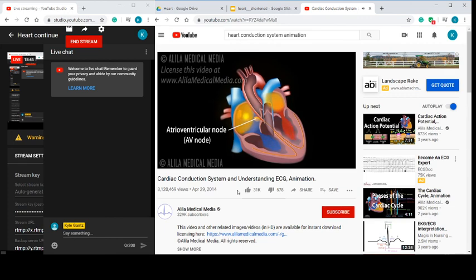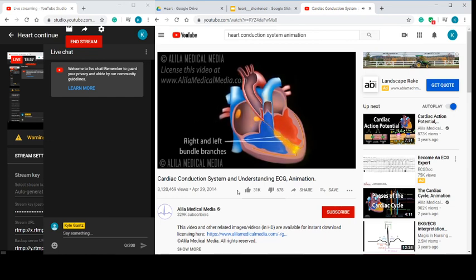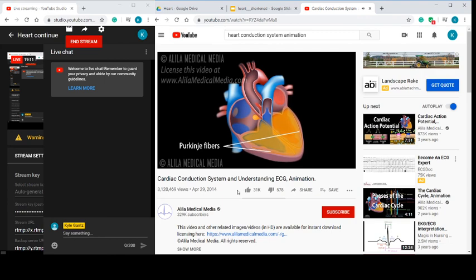The AV node receives signals from the SA node and passes them onto the atrioventricular bundle, AV bundle or bundle of His. This bundle is then divided into right and left bundle branches, which conduct the impulses toward the apex of the heart. The signals are then passed onto Purkinje fibers, turning upward and spreading throughout the ventricular myocardium.